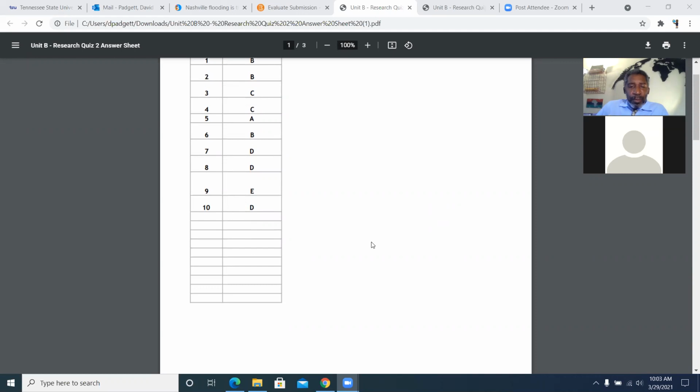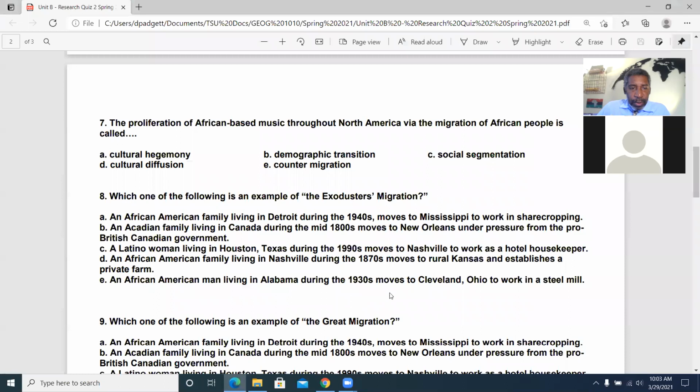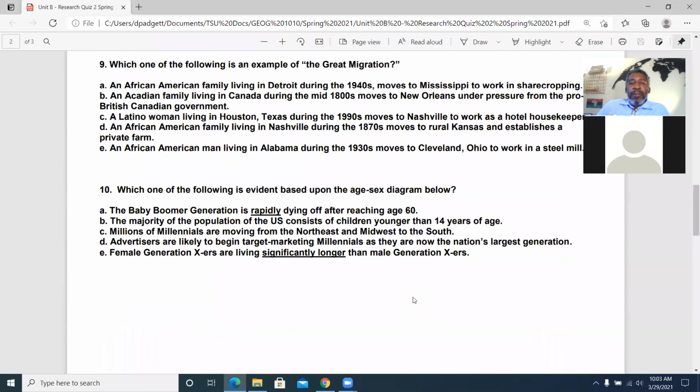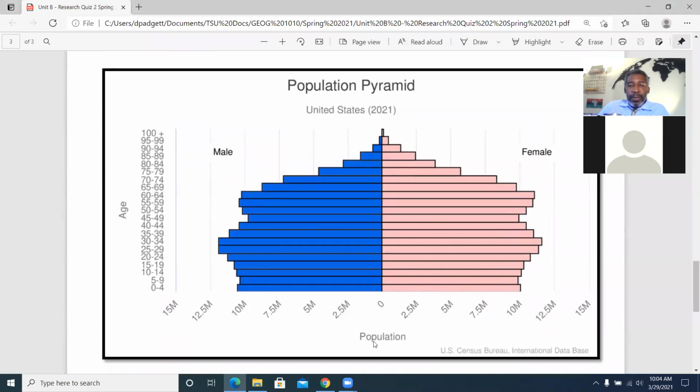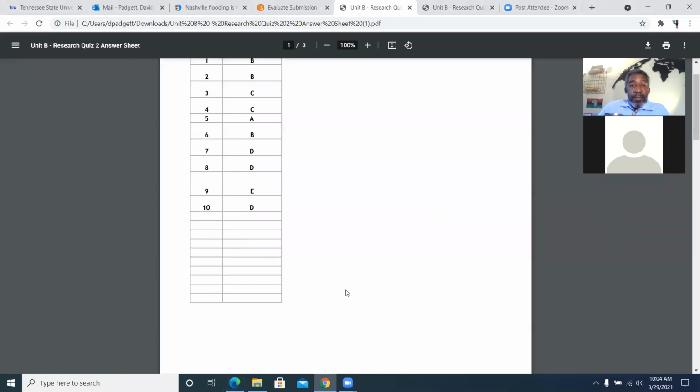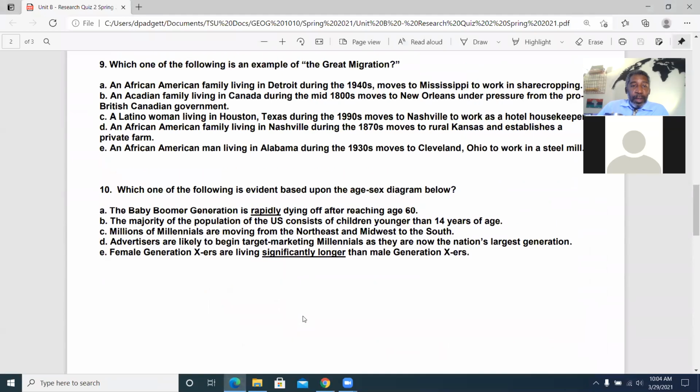I'll start at the bottom. Number 10 will make it easier to interpret. Number 10, which one of the following is evident based upon the age-sex diagram below? So this is the age-sex diagram or population pyramid for the United States. And the answer she arrived at was D. Advertisers are likely to begin target marketing millennials as they are now the nation's largest generation. That is correct. That's the correct answer.